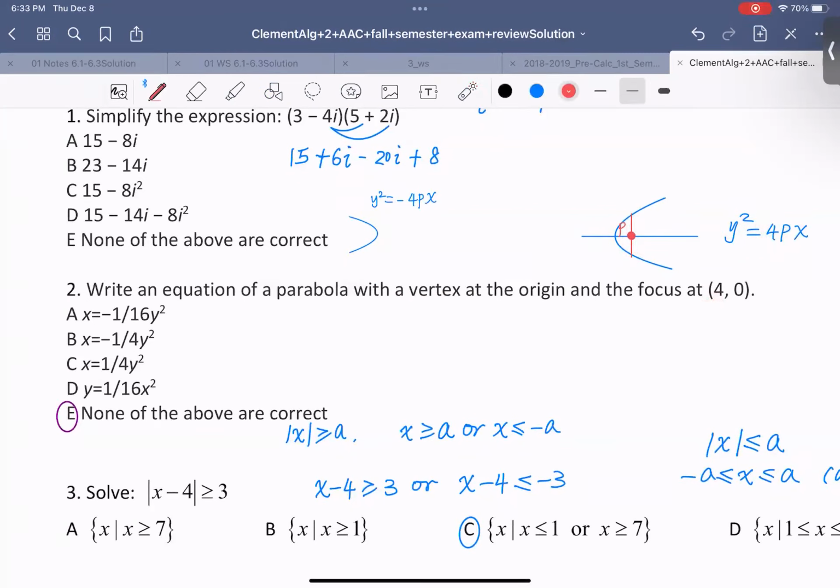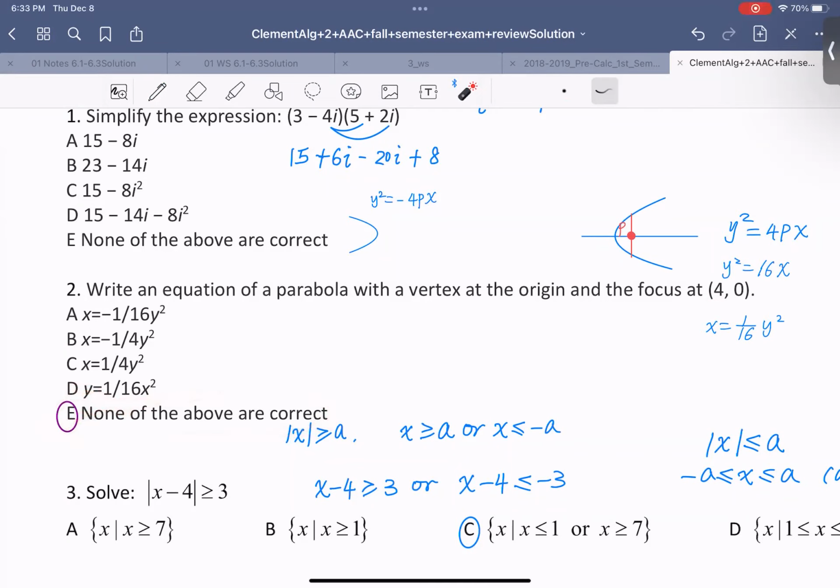So you have y squared equals 4 times 4, which is 16x. So you have x as 1/16 times y squared. That's it. That's why you choose none of the above.